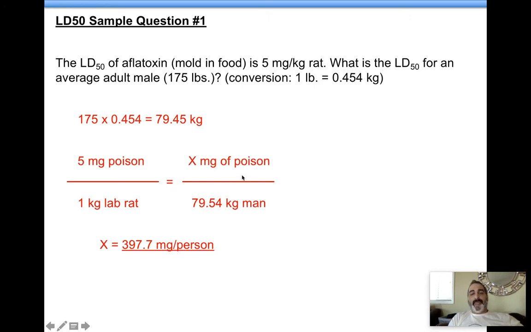On the top here, we want to know the amount of poison, X milligrams of poison, that will kill a man. To solve for X, you cross multiply and divide. Divide by 1 is nice. So you do 79.54 times 5 divided by 1, and X gets you 397.7 milligrams. So to kill 50% of the males that weigh 175 pounds, it would take about 397.7 milligrams of that bread mold, for example, ingested in one sitting. So that's what we're calculating.